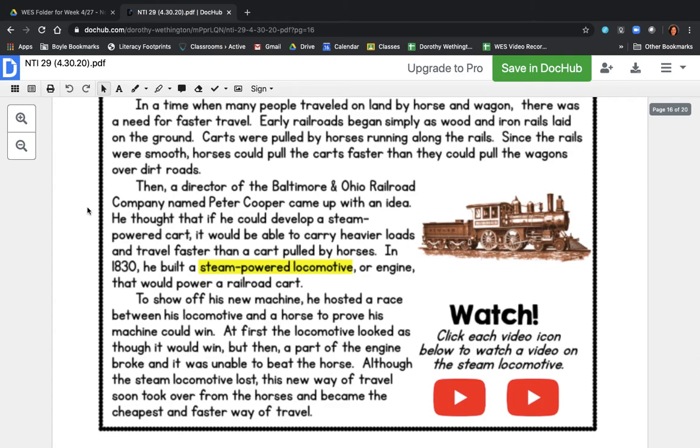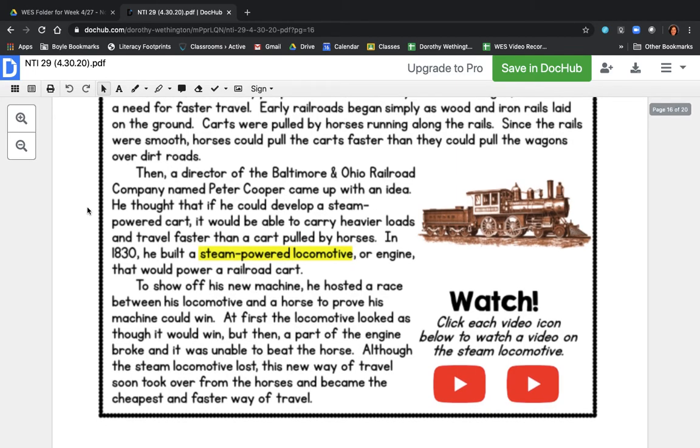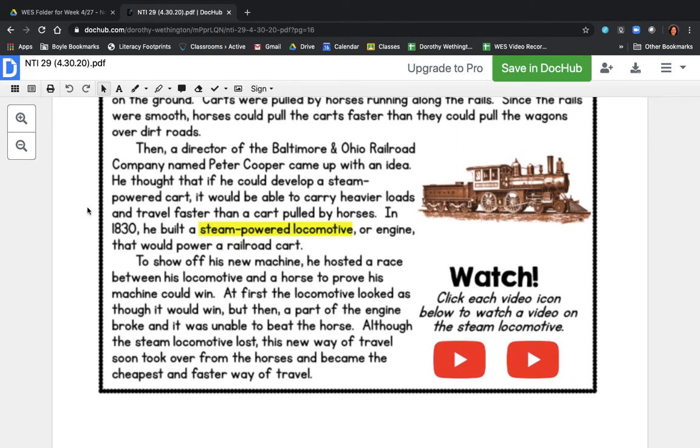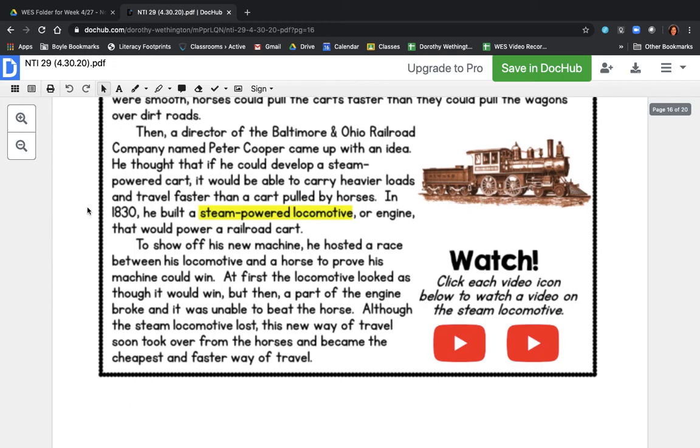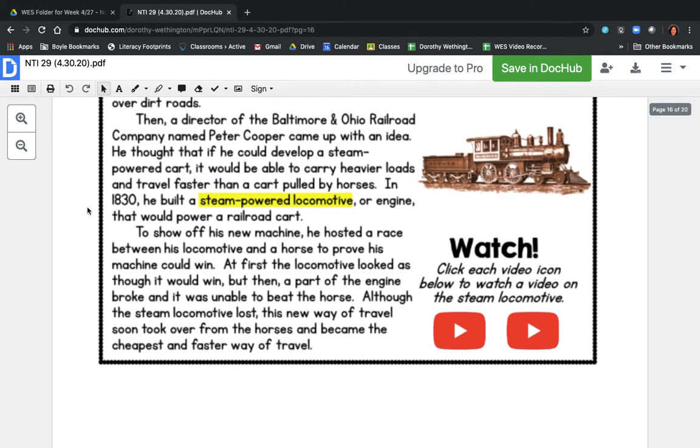Then a director of the Baltimore and Ohio Railroad Company named Peter Cooper came up with an idea. He thought that if he could develop a steam-powered cart, it would be able to carry heavier loads and travel faster than a cart pulled by horses. In 1830, he built a steam-powered locomotive, or engine, that would power a railroad cart.